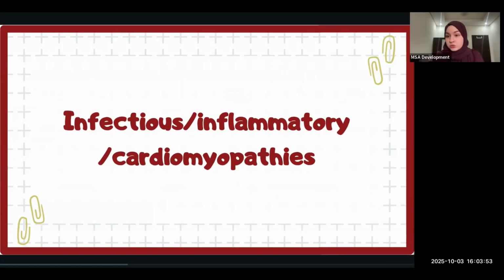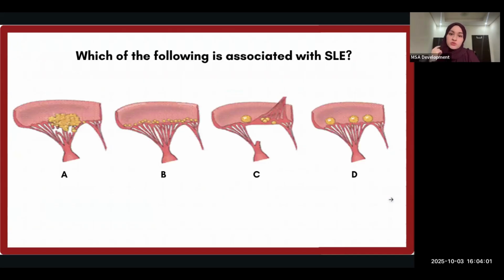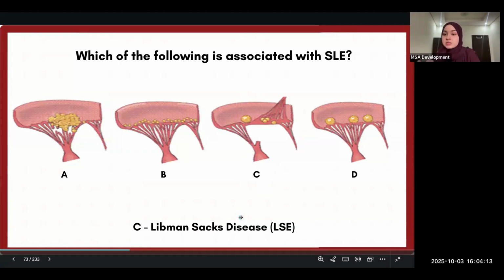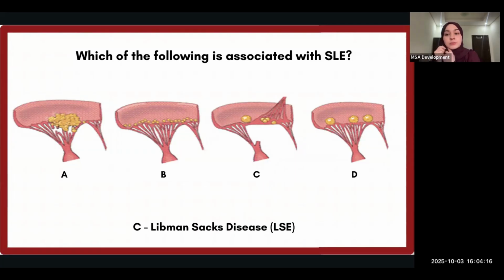Okay, now we're done with the valvular diseases. Now we're going to talk about infectious, inflammatory, and cardiomyopathies. To begin, which of the following is associated with SLE? C. What is C? Libman-Sacks disease, or Libman-Sacks endocarditis. This is easy to remember because SLE and LSE sound the same. But you can also get this in a question and they will describe the symptoms of SLE, like findings such as the ANA antibodies or the double-stranded DNA, all of that.